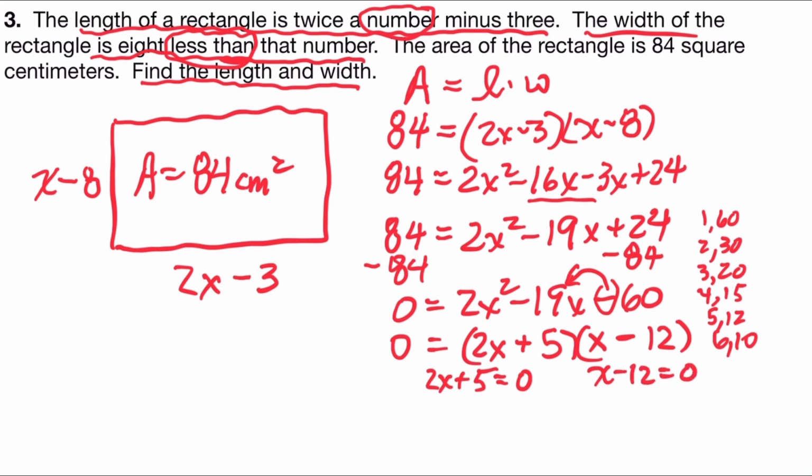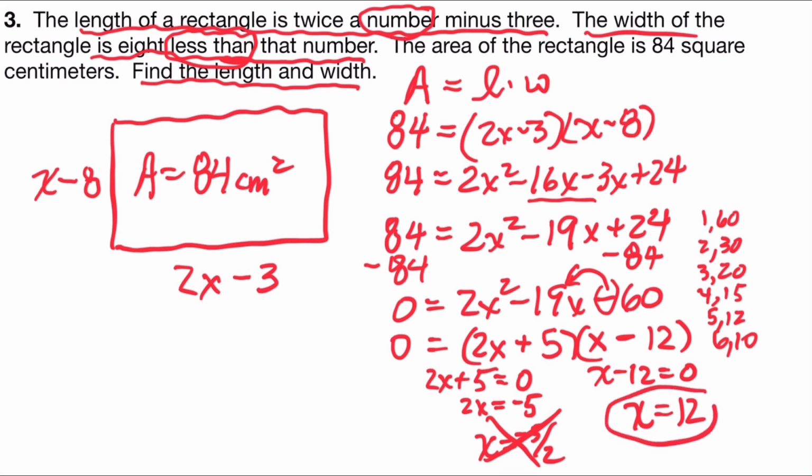To solve 2x plus 5 equals 0, I'll subtract 5 from both sides, so 2x will equal negative 5, and then divide by 2, x equals negative 5 halves, and again, distance cannot be negative, so that answer can't be true. For the other factor, I will add 12 to both sides and find out that the number that represents the expressions for the length and the width is 12.